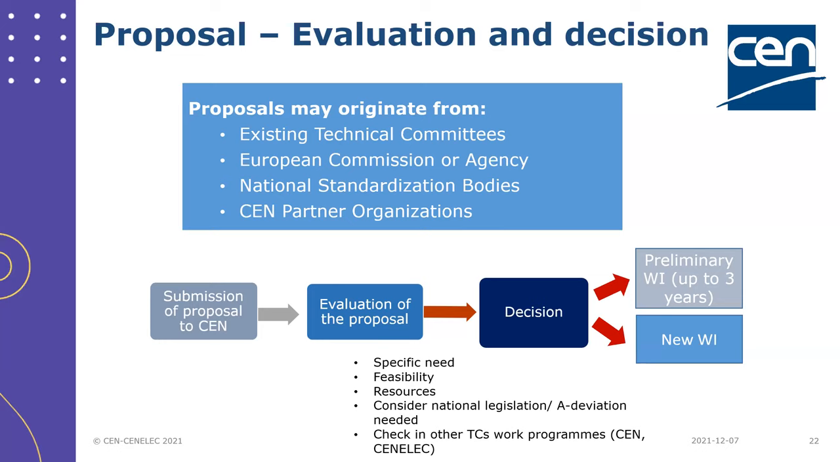So, once this proposal is submitted, it must be assessed. Is there really a need to develop such a standard? Is it feasible? Is it possible? Are there enough resources to develop such documents? It is important as well to consider national legislation to see if there is a need for an A-deviation. And an A-deviation is basically, normally in the shape of an informative annex in the standard, and it's included in the standard, for example, after a TC decision, when there are some clauses of the standard that conflict with national legislation. So it is important to already look at these aspects when making a proposal.